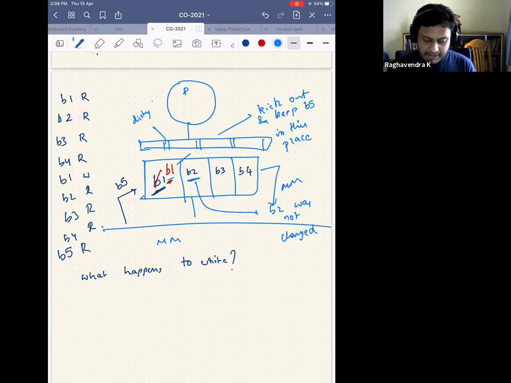Initially this dirty bit is 0. Whenever the CPU generates a write to a particular block, this dirty bit is set to 1. Since B1 was changed, I also write 1 here. When the block is removed, I see whether the dirty bit is 1 or 0. If it is 1, I write it back to the main memory. If it is 0, I just discard that value. So do you think this works?